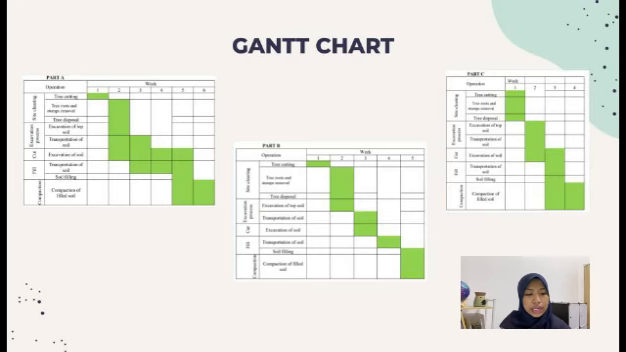So the Gantt chart is separated into 3 parts, which are part A, part B, part C, synchronized with the area that has been divided from our development plan. The Gantt chart is done to track the duration of operation to be settled, so that we can minimize the cost and track the cost for overall operations.